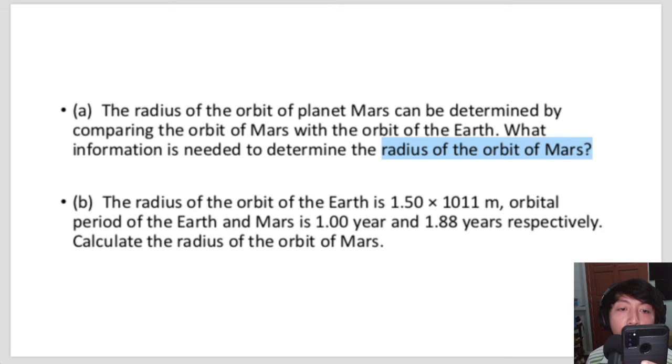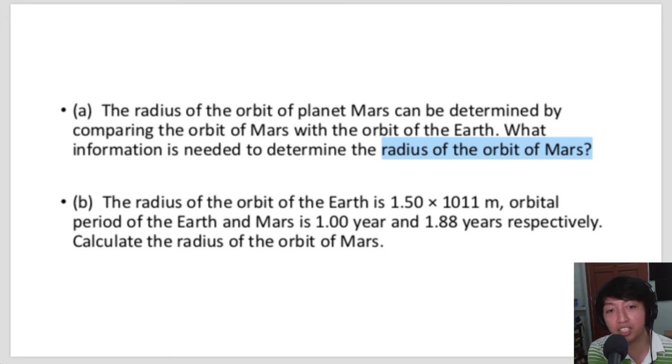Yes, so the solution is, what information do you need? You need to know the radius of the orbit of the Earth, the orbital period of the Earth, and the orbital period of Mars. So whatever information you're looking for, it's the other three that you need to find it. So that's how you answer the question. I'm just doing it the long way so that you can see it. Actually, you can just tell by looking at the question. So that is just the first question.